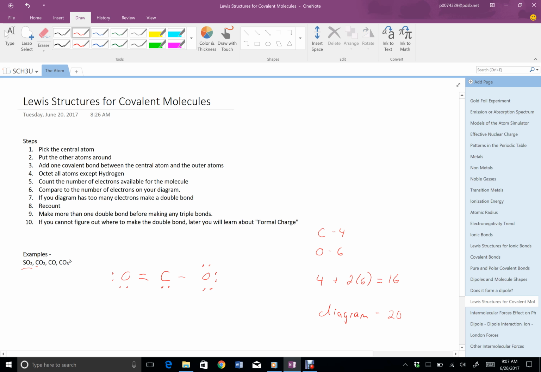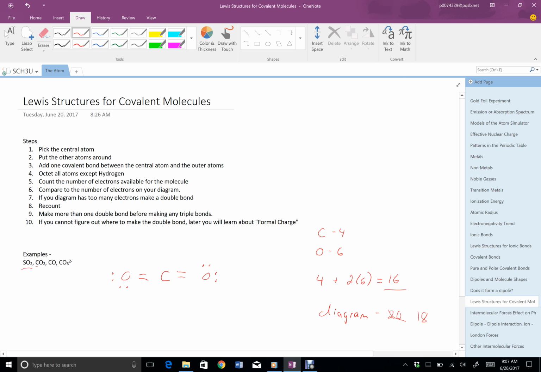So I take out 4, add 2. Now I can recount. 2, 4, 6, 8, 10, 12, 14, 16, 18. So now I have 18. I'm still too high. So again, instead of making a triple bond, this time it's not an arbitrary choice. This time I'm going to go to this side and make another double bond.